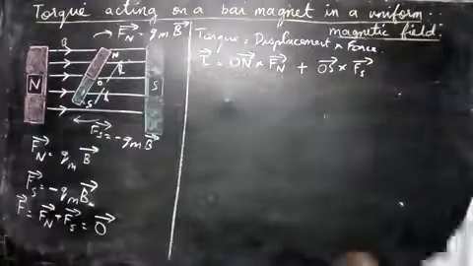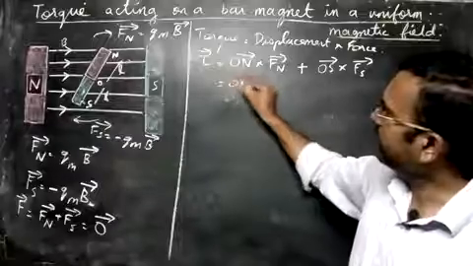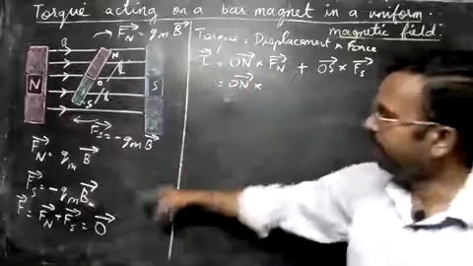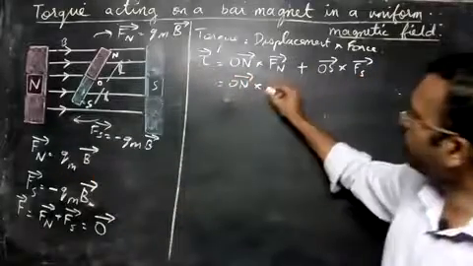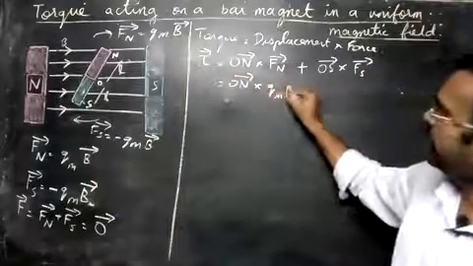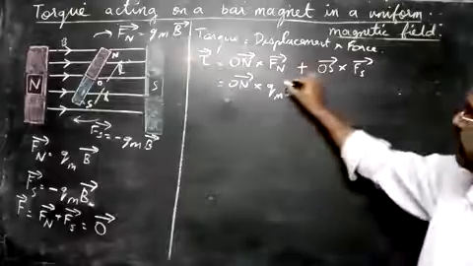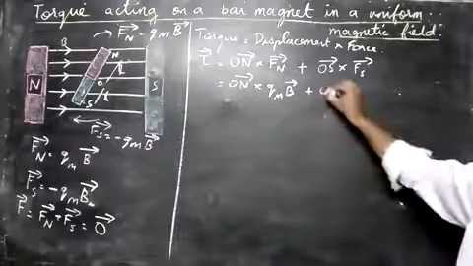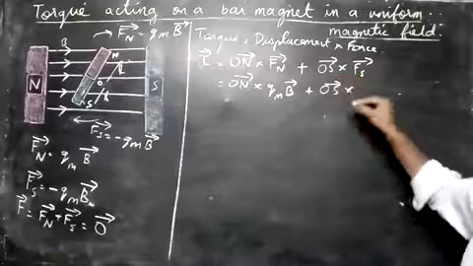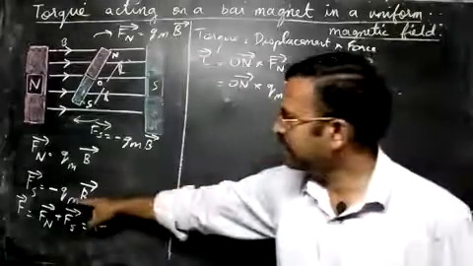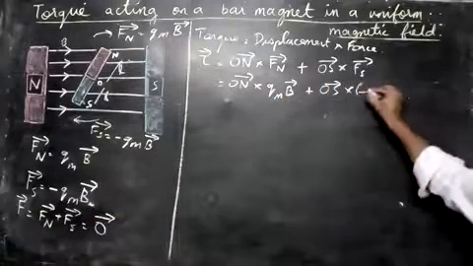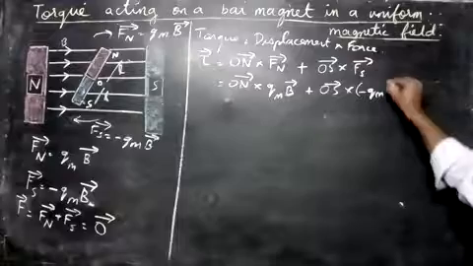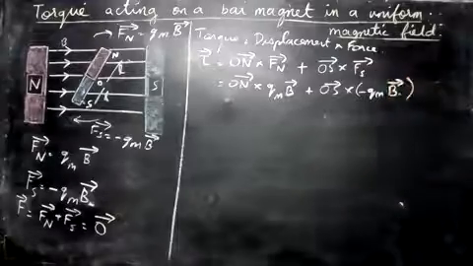Let's substitute the values here. So On vector cross Fn. Instead of Fn, what do we have here? We have Qm into B vector, plus Os vector cross Fs. Instead of Fs, we have here minus Qm into B.